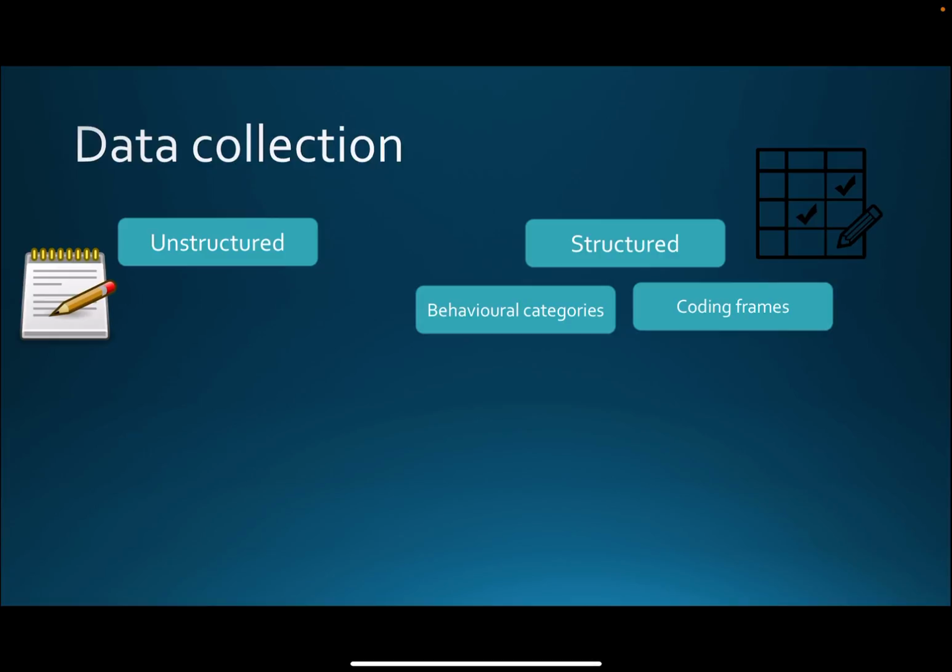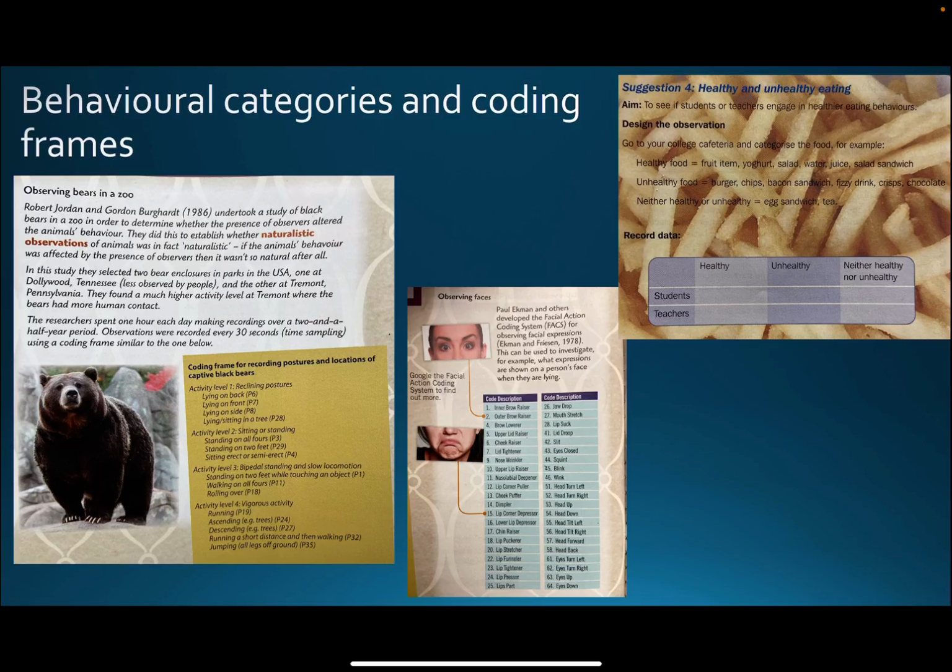Coding frames is just another term which means you may give your behavioural categories codes or code numbers or code letters. The idea of this is it makes recording a little bit easier when you've got lots of different categories to record. So let's have a look at some examples of those.